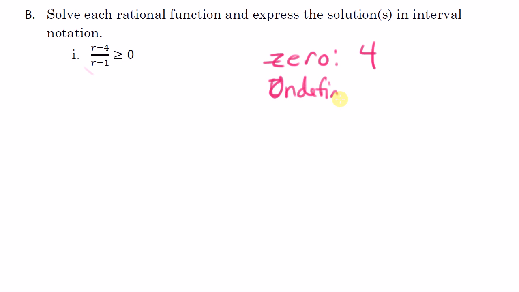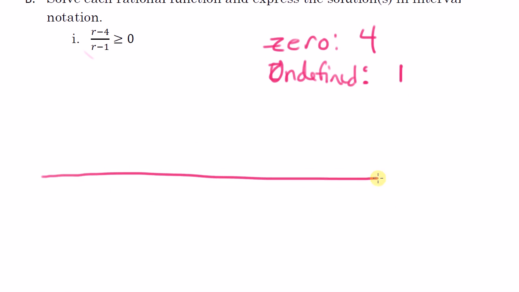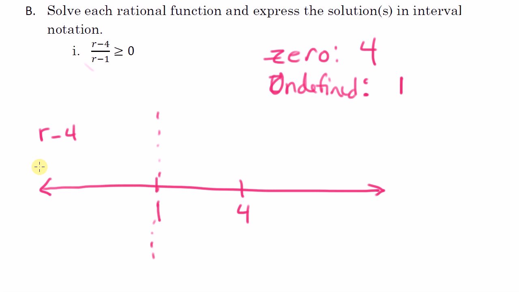So undefined. It's going to be undefined at r minus 1, which is just going to be 1. Alright, so if we draw this and we say, okay, r minus 4, and I'm going to put my 0 in here at 4, and where it is undefined, call this 1. I'm just going to do this to show that. And then we're going to have our second equation, which is r minus 1.